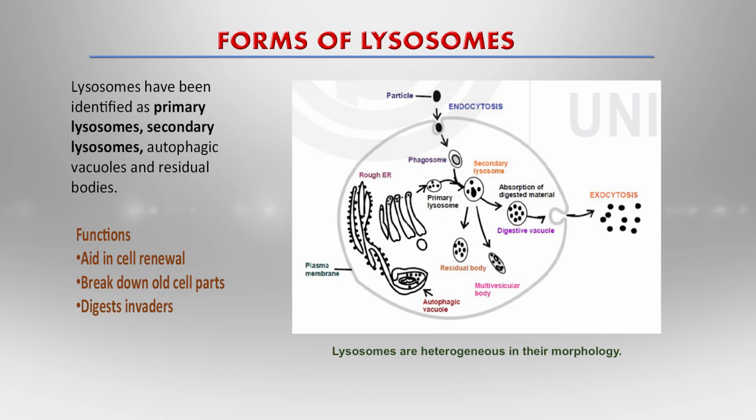The lysosomes also form autophagic vacuoles because they can degrade cellular constituents to aid in cell renewal, and old cell parts can also be digested by the lysosomes. The lysosomes also digest invading pathogenic organisms to protect the cells from harmful pathogenic microorganisms.